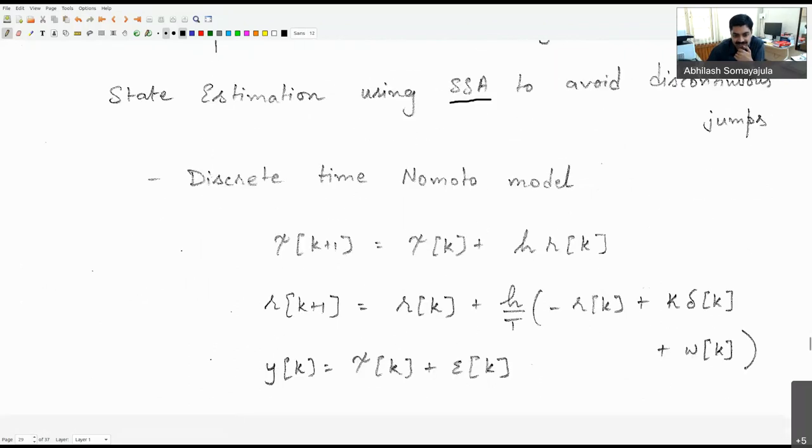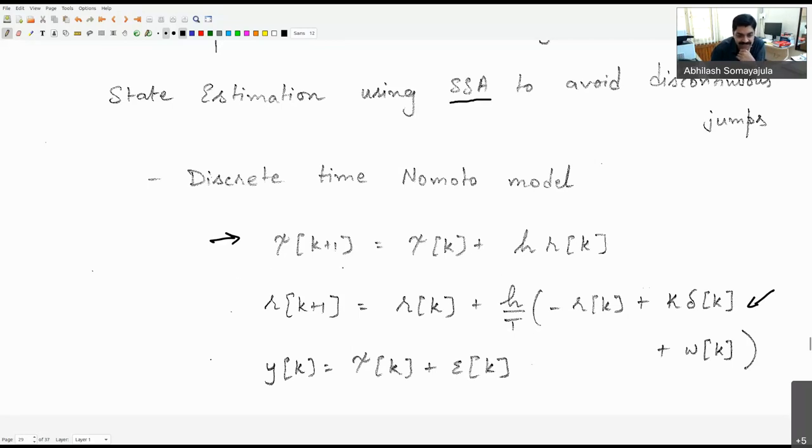So let's take a quick example just to see where it comes in. Suppose I take the discrete time Nomoto model. You'll see that psi at time k plus 1 can be predicted as psi at time k plus h times r, where r itself is coming from the so-called Nomoto dynamics. I hope this Nomoto model is pretty clear, right? There's no need to go over it further.